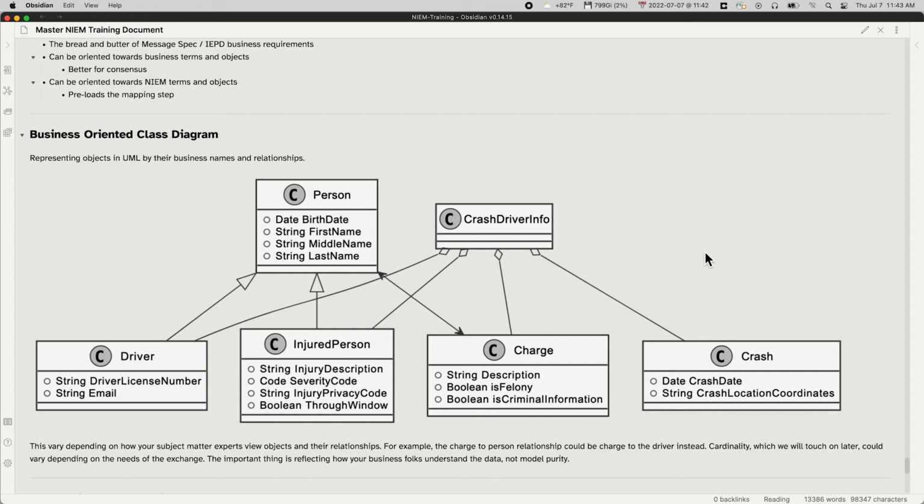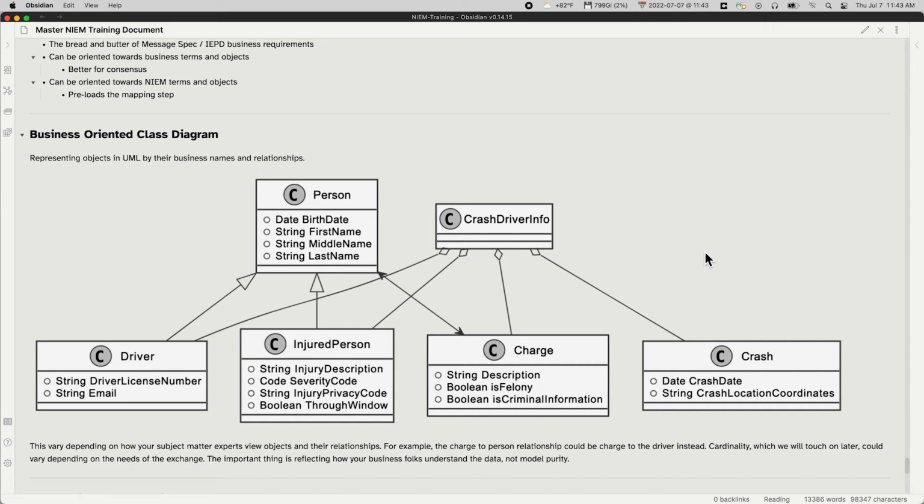And so this is what we're going to deal with. This is the data we're going to deal with. We're going to make a crash driver info message specification. It's going to have a crash driver in it. They're going to be a driver. They're going to be injured. Potentially, they're a person. There's going to be a charge associated with them, and then we're going to have some information about the crash itself, just a date and coordinates of it. That's what we're going to do as part of our message specification.